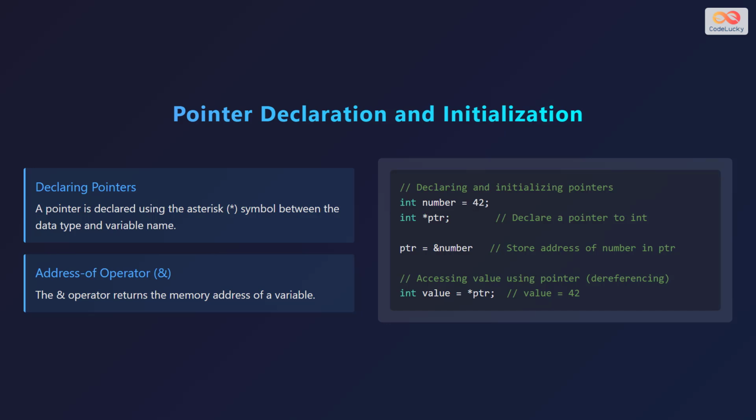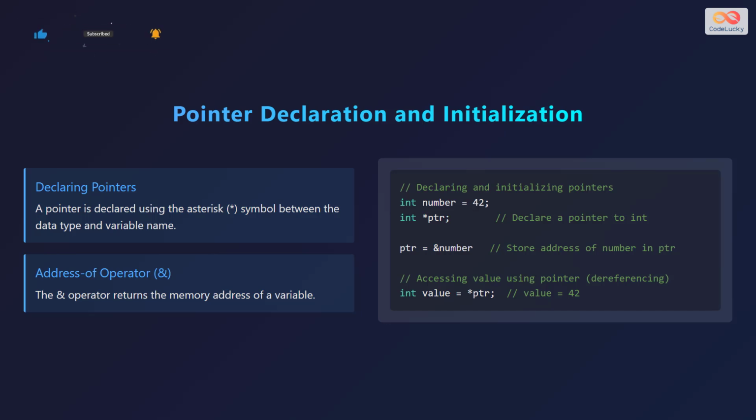Let's look at the code. First, an integer variable number is declared and initialized with the value 42. Then an integer pointer variable ptr is declared. After this, the address of the number variable is assigned to the ptr variable. Now, ptr holds the address of number.